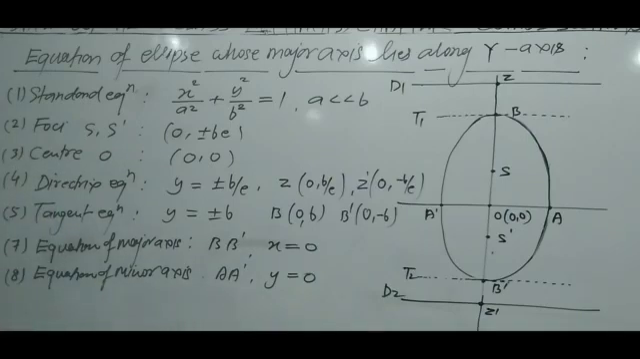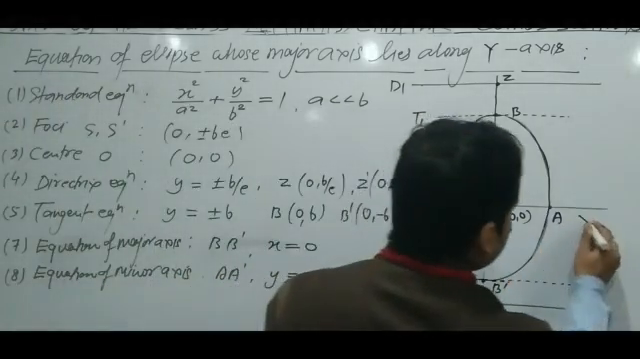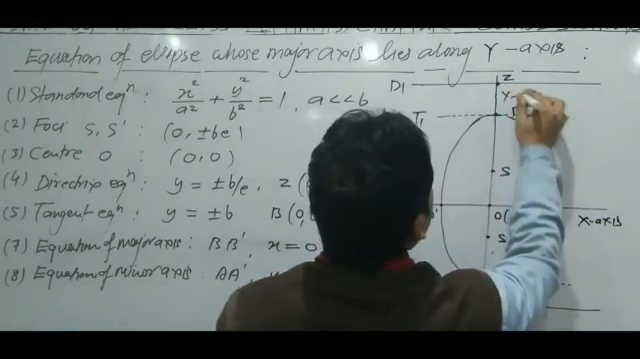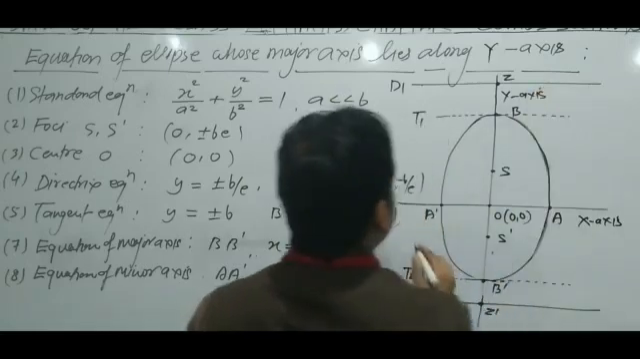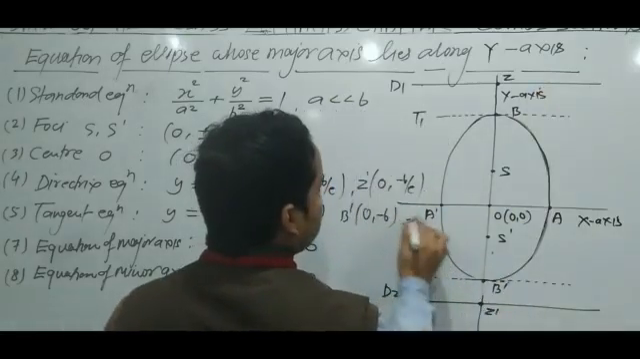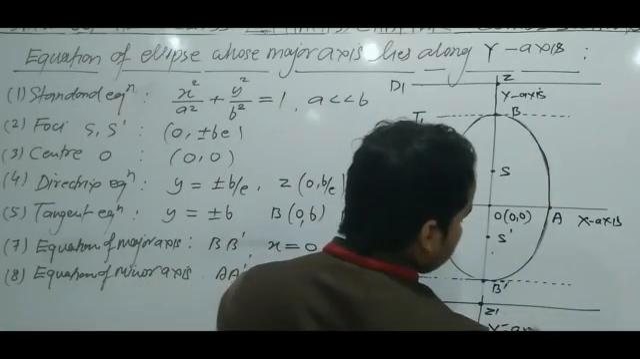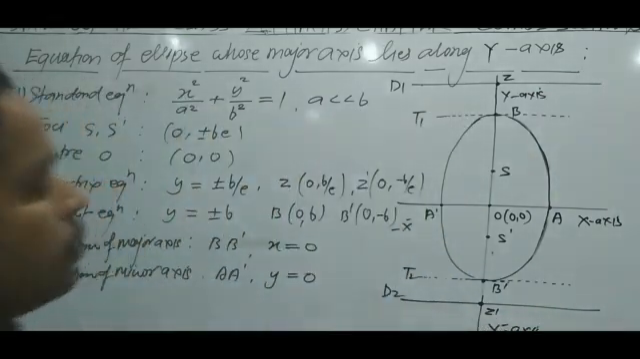Now see, T1, T2 are the tangents, and D1, D2 are the directrix, and S and S dash are the foci coordinates. O is the center. This is x-axis, and this is y-axis. This is negative x-axis, and this is negative y-axis. Now see.